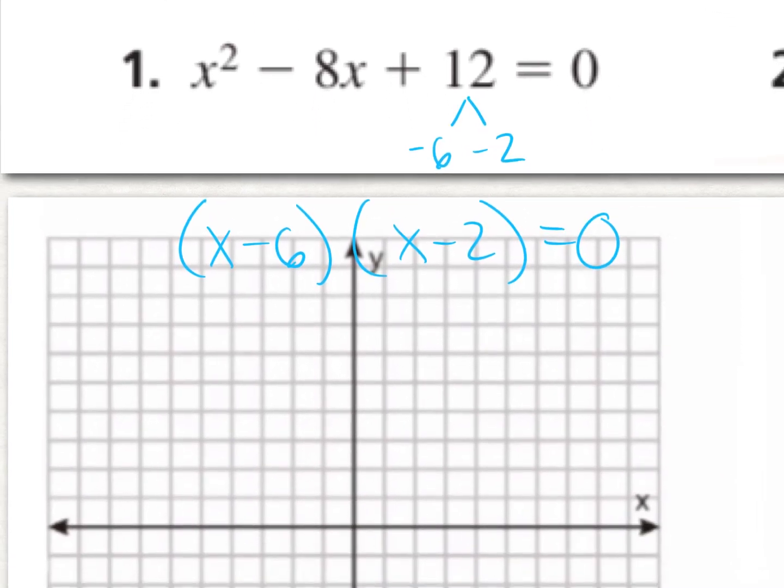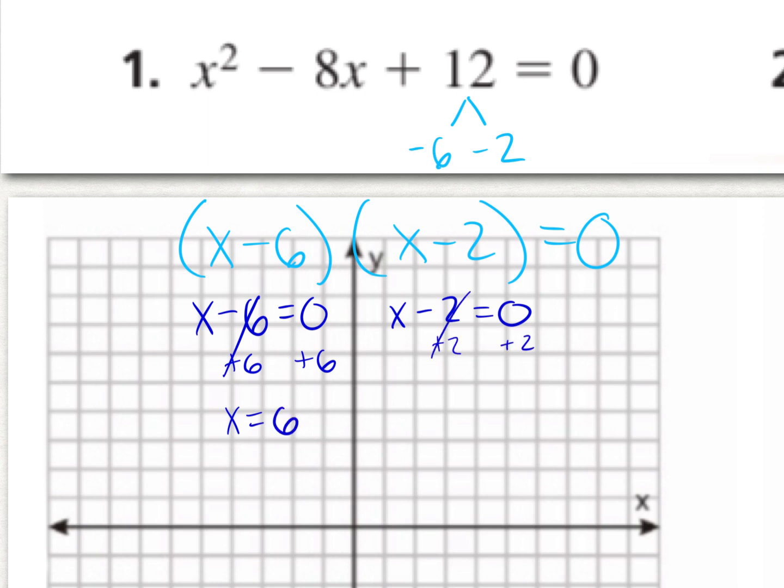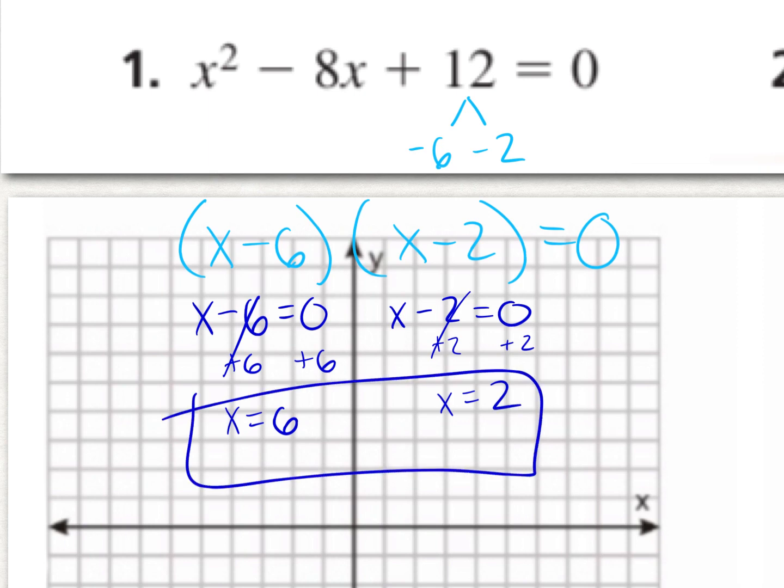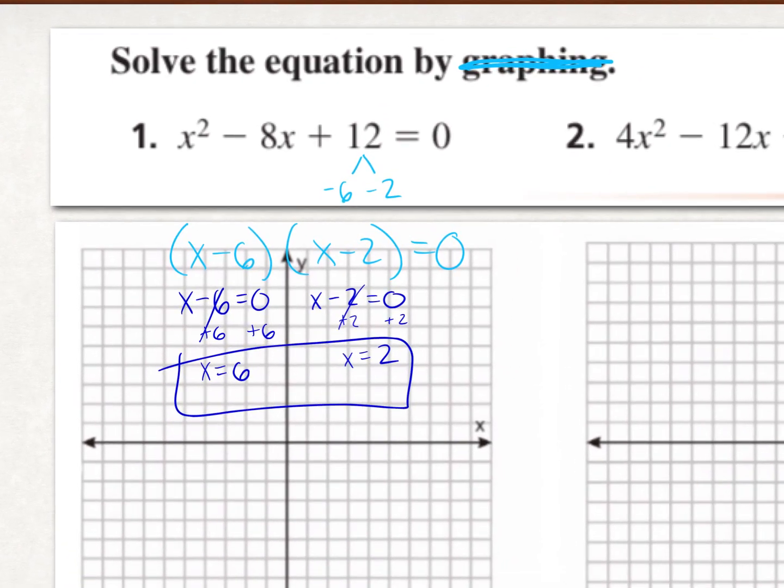So again, we're not done yet because we factored, but now we have to solve. So I'm just going to set each little equation equal to 0. So x minus 6 is equal to 0, and x minus 2 is equal to 0. Then I add 6 to both sides, so x is equal to 6. And I would add 2 to both sides, so x is equal to 2. So these are my two solutions to my quadratic equation here.